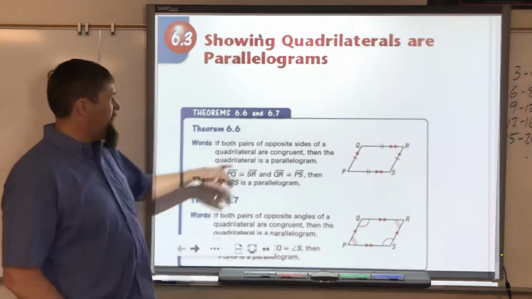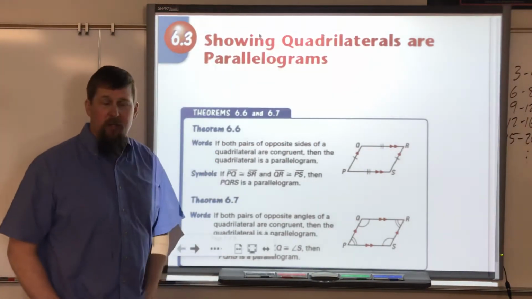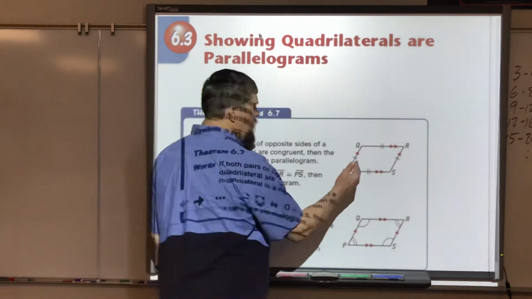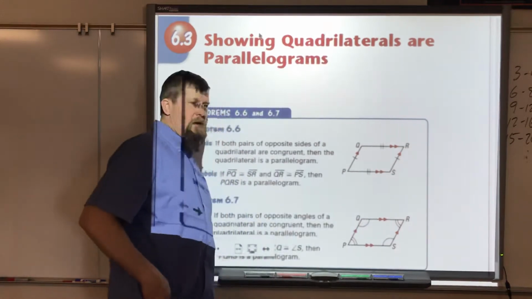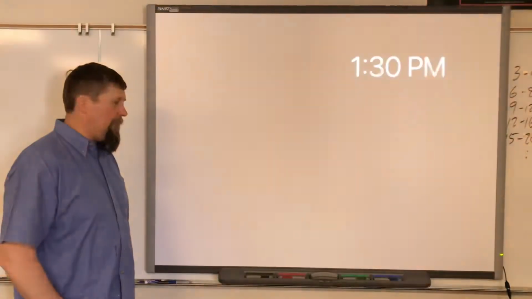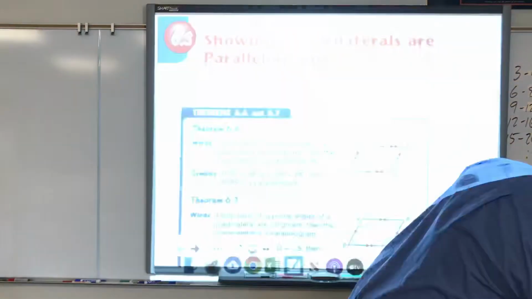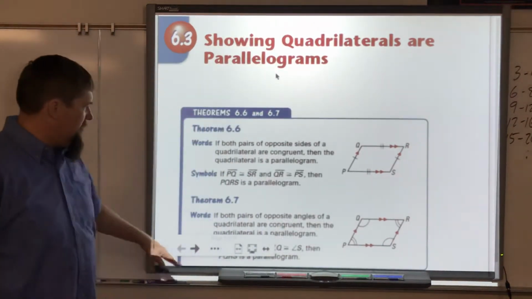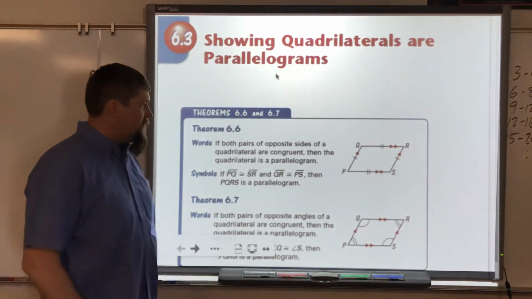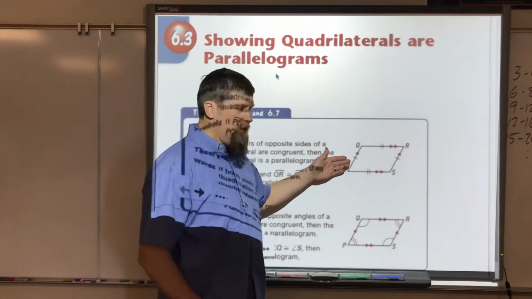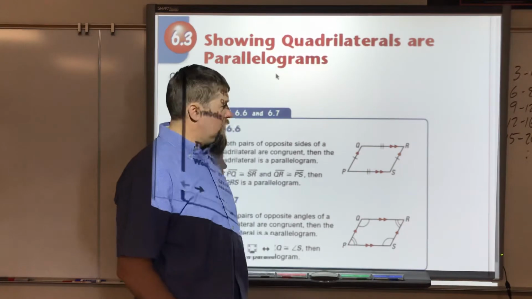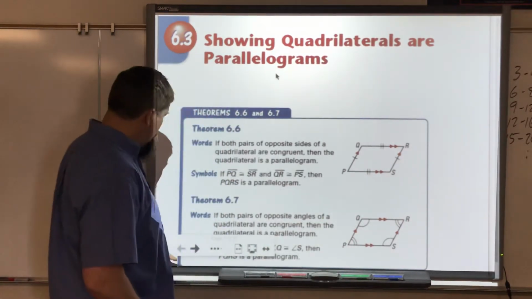If both pairs of opposite sides of a quadrilateral are congruent, then we know it's a parallelogram. So if we know the opposite sides are congruent, we know it's a parallelogram. Theorem 6.7, if both pairs of opposite angles of a quadrilateral are congruent, then it is a parallelogram. So if you know either the opposite sides are congruent, all four opposite sides, or all the opposite angles are congruent, then you know they are parallelograms.